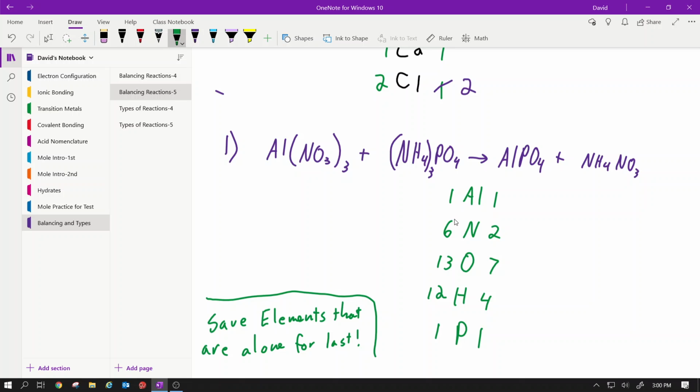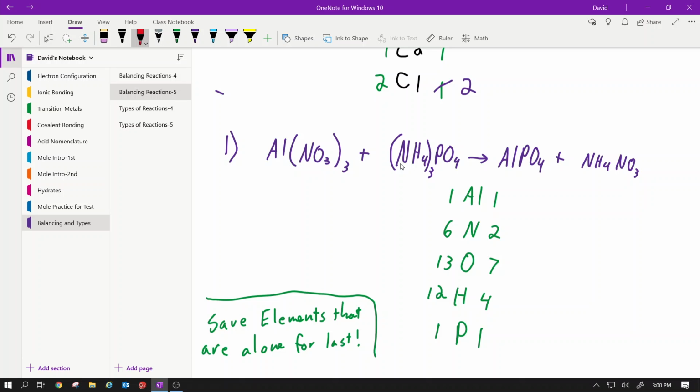So here's what I'm going to tell you. If you have polyatomic ions that stay together, try to balance them as a group and see what happens. You see how my nitrates stay together as a group and my ammoniums stay together as a group? Let's see if we can balance those together as a group. So here's what I'm going to do. How many nitrates do I have?